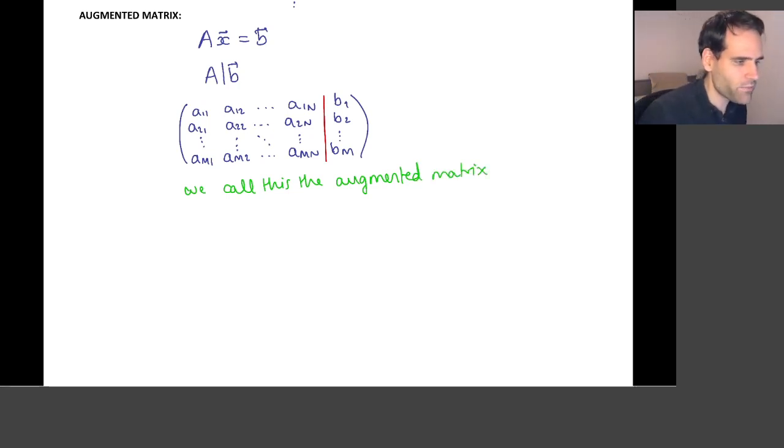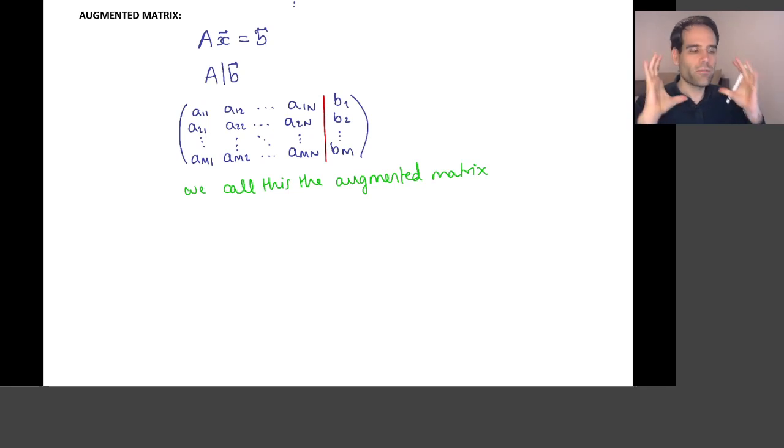So the aim of Gaussian elimination is to do operations on this augmented matrix in order to reduce it into something called the row echelon form. And in the next video we will study what this row echelon form is.